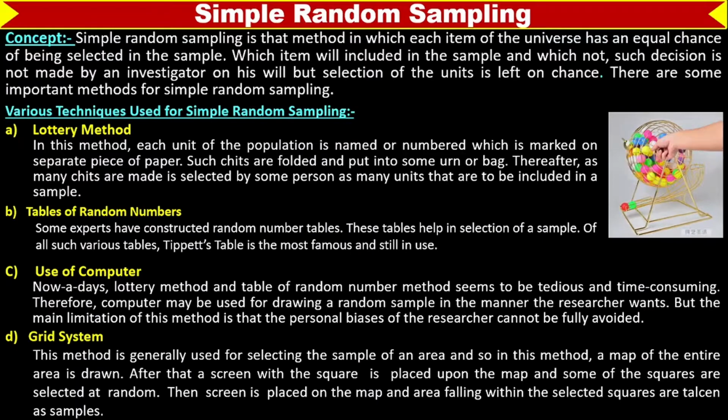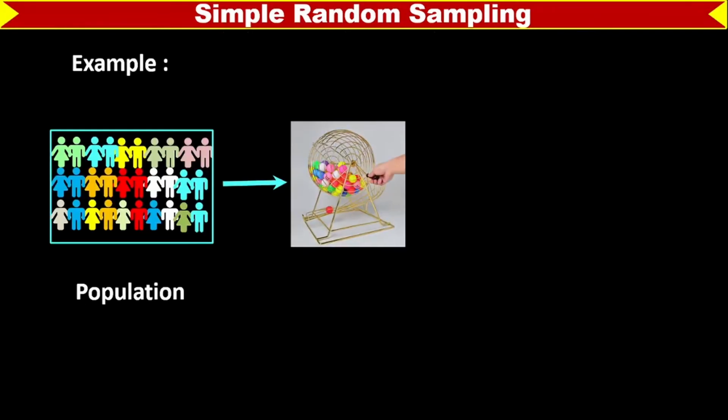जहाँ पर एक स्क्रीन ली जाती है और उसमें एक स्क्वायर एक मैप के ऊपर रख दिया जाता है और फिर वो जो स्क्वायर्स हैं एट रैंडम उठा लिए जाते हैं and then screen is placed on the map and area falling within the selected squares are taken as the samples. So these are the techniques of simple random sampling.